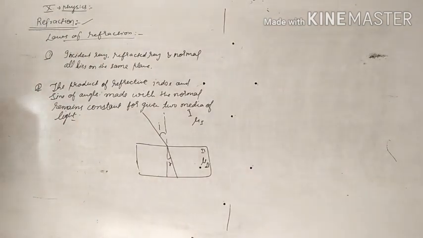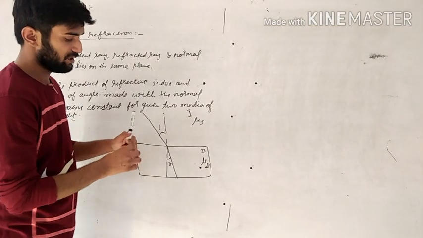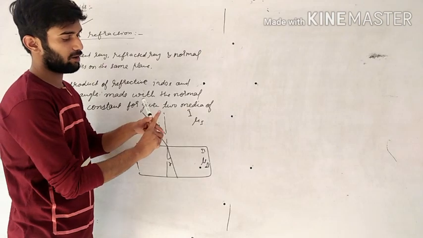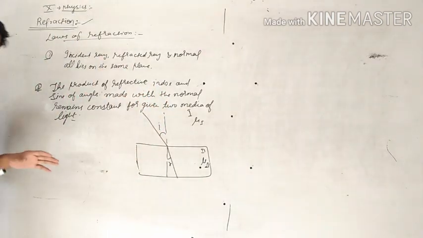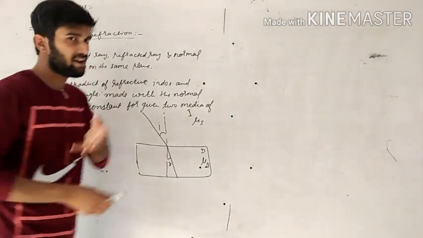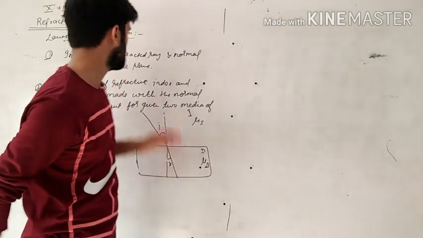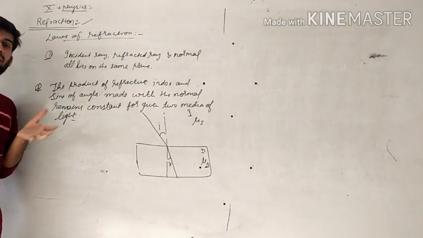Okay, so the first law says that the incident ray, refracted ray and normal all lie on the same plane. That means consider this one is the incident ray, this one is the refracted ray, and this one is the normal, all will lie on the same plane, just as I discussed earlier in the laws of reflection. Incident ray, reflected ray and normal all lie on the same plane. Similarly, incident ray, refracted ray and normal will all lie on the same plane.